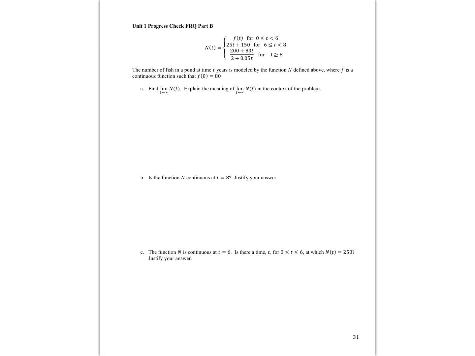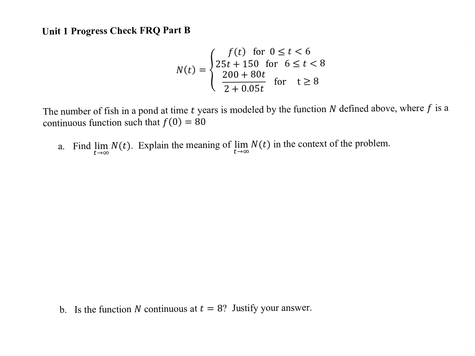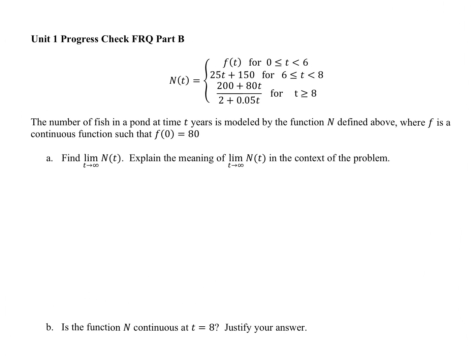So the AP test will have 6 free response questions that will each have 3 or 4 parts. This one happens to have 3. So let's take a peek. This is from AP Classroom. The number of fish in a pond at time t years is modeled by this, where f is a continuous function. Ooh, it's continuous, so what applies? IVT applies, okay.